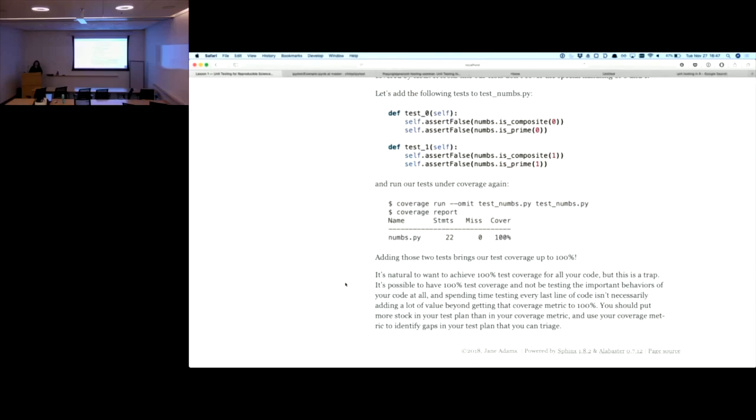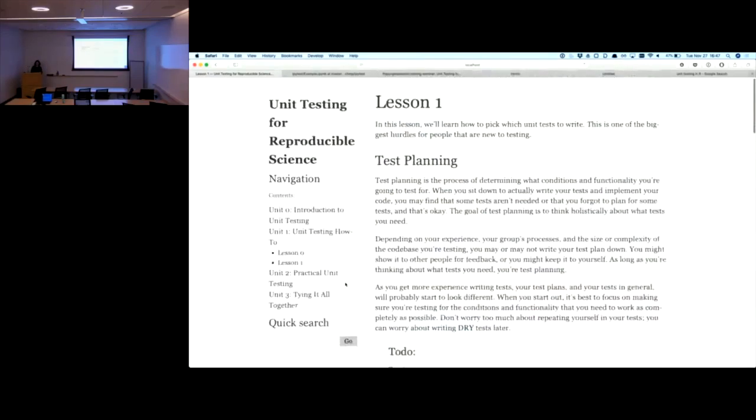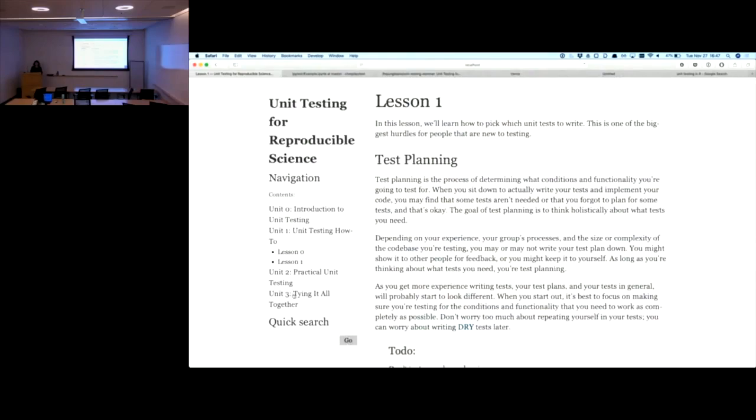You should put more stock in your test plan, so thinking through what tests you need, thinking through edge cases, thinking through failure modes, than in your coverage metric. You should really use your coverage metric to say, okay, is there anything in my test plan that I missed? But I'm a huge culprit of spending way too long to get to 100% test coverage. So I feel for those of you in the room that are susceptible to this type of gratification.